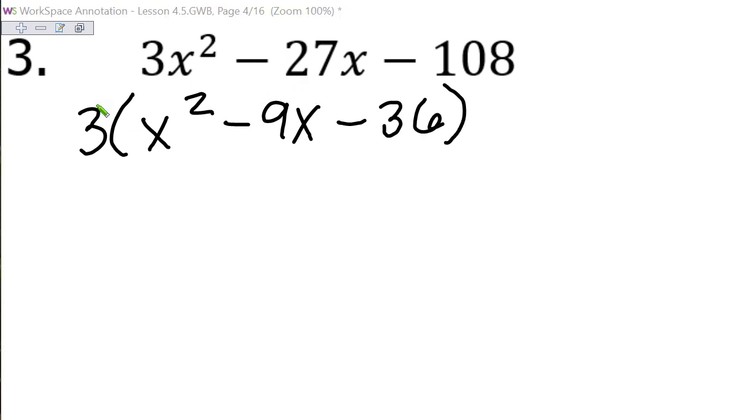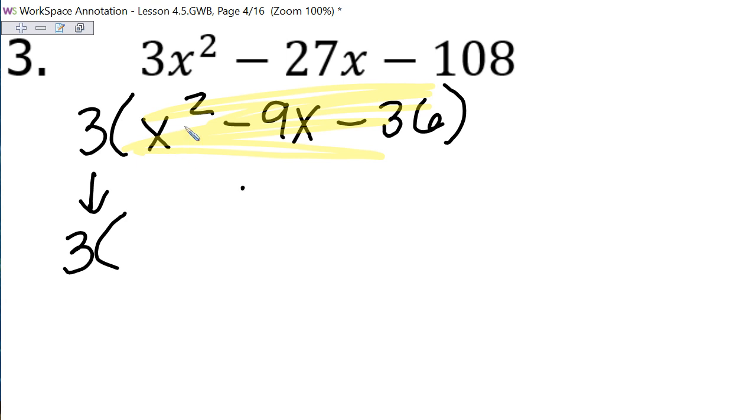Now we have a 1x squared to factor. So drop down the GCF, that needs to be your first answer. Put your two sets of parentheses. And I know x times x will give me the x squared up front. And I need to find two numbers that multiply to what? -36. So that means one of those factors has to be what?